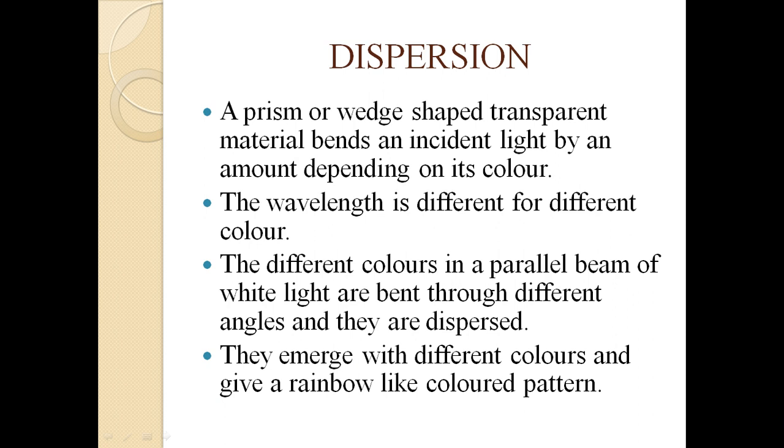Now what is dispersion? A prism or wedge-shaped transparent material bends an incident light by an amount depending on its color. It is called dispersion. The wavelength is different for different colors. So each color in a parallel beam of white light is bent through different angles and they are dispersed. They emerge with different colors and give a rainbow-like colored pattern.